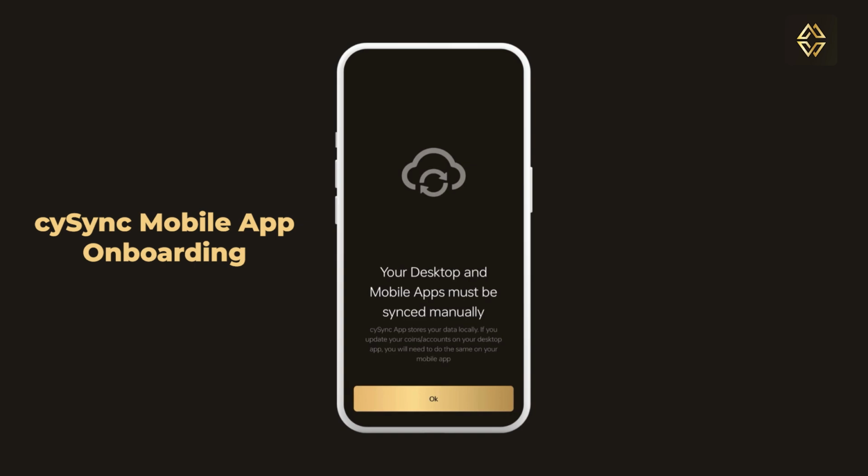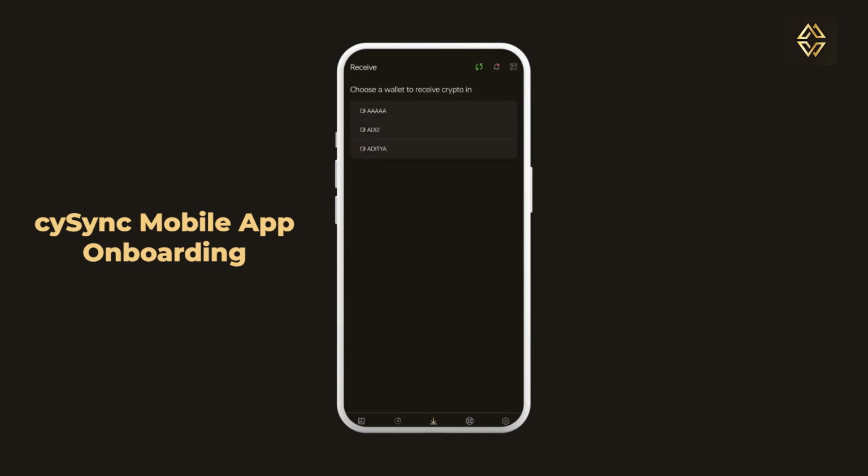Remember, your cySync mobile app and cySync desktop app sync manually. Since your mobile app stores data locally, you will need to resync every time there is an update on your desktop app. And that's it, you have successfully set up the cySync mobile app.